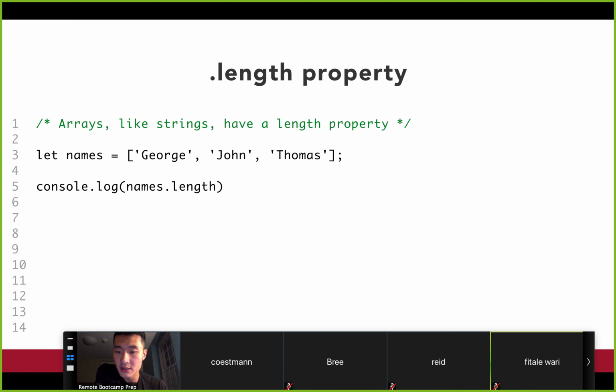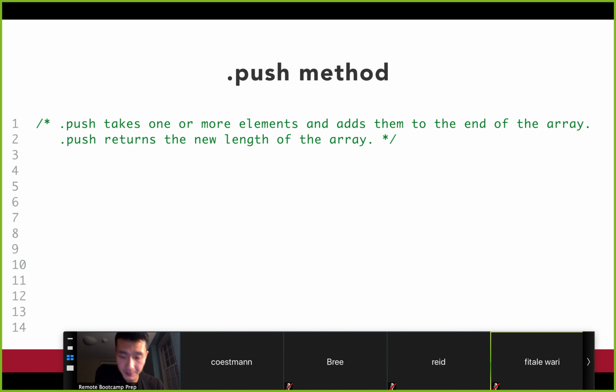If I just do names and then names.length, that will just tell you how many items are in my array, how many elements are in my array. Names.length, the .length property will always return a number. And if you have an empty array, it will simply return 0.